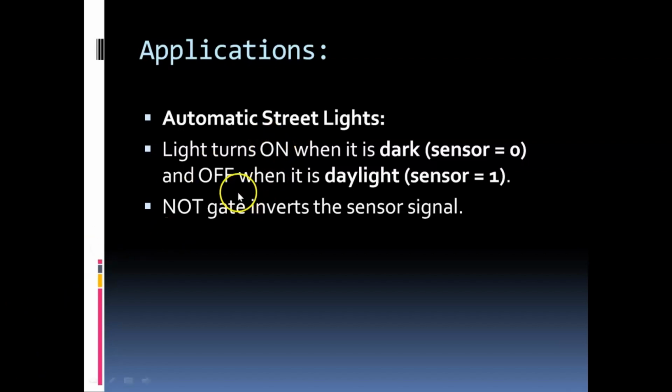So the next example is off. That means when daylight is there, the sensor is considered as 1. So in that case, the light is turned off. So there is no need to switch on the light during daytime. Okay, that's the meaning. And now the NOT gate inverts the sensor signal. That is very clear to you.